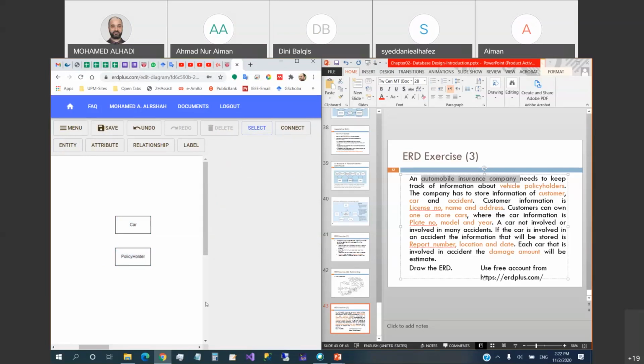Right? Because now we have two types of people. The first type is policy holder. The second type is customer. Okay, let us now at the beginning make it policy holder. Then after that, maybe we need to make another entity here and we make it customer.